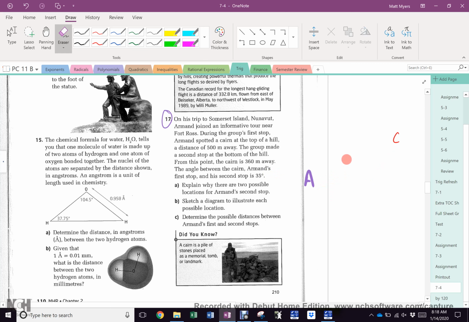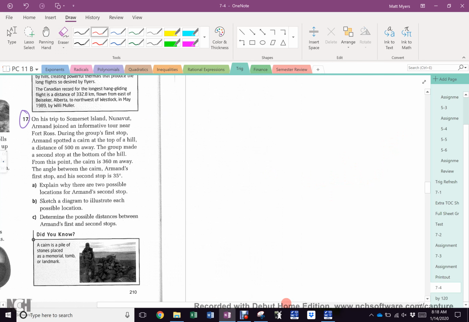Yeah, I don't like the way that's worded. I gotta think about this. I need more space too. So during the group's first stop, they're walking along and they stop, and they spot a cairn at the top of the hill. I would say that's where the 500 is. And then here, 360. And the angle between the cairn, his first stop, and his second stop is 35.